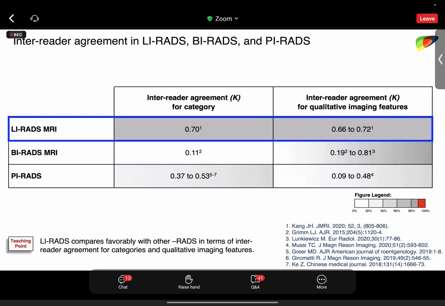Now, this table summarizes the inter-reader agreement for category for LI-RADS MRI 0.70 versus other RADS systems. Not to preach to the choir, but you can't argue with success. You can see that the inter-reader agreement is quite high for the LI-RADS categories and for the system that has been developed over a period of over a decade.